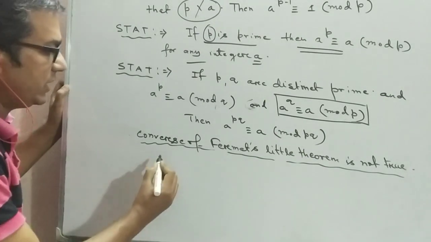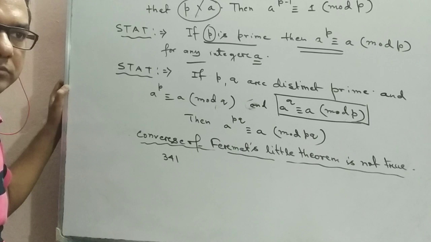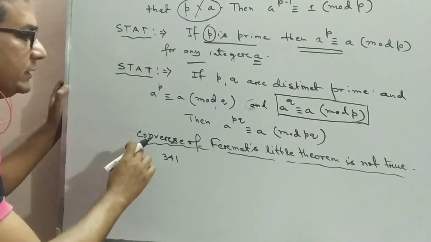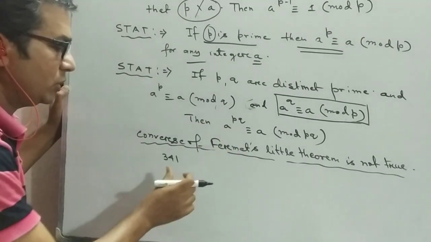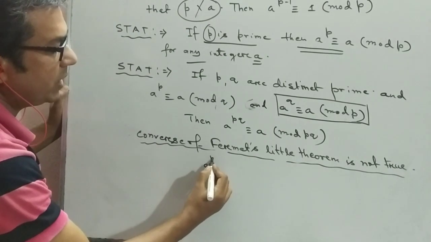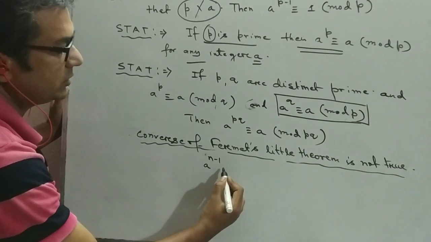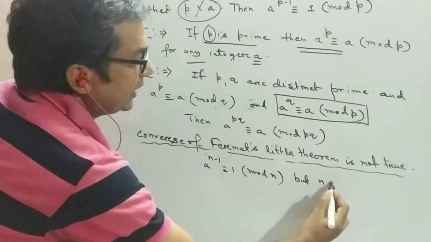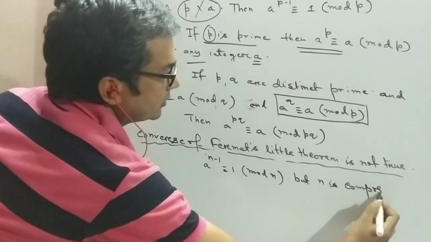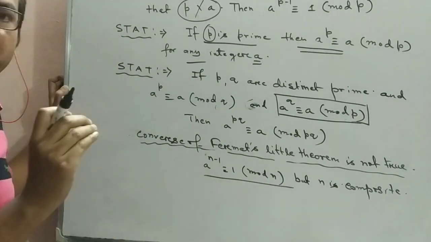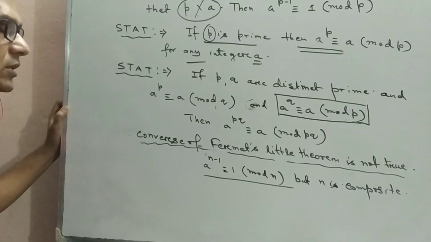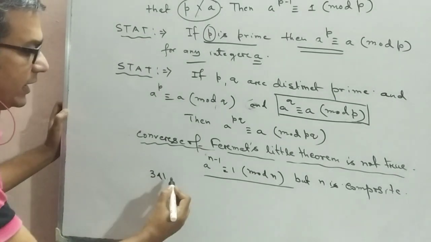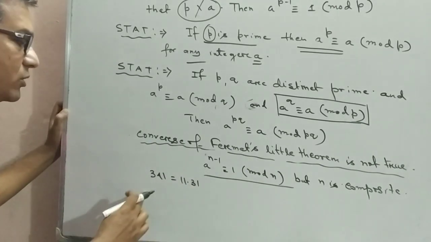If we take 341, we say first what I can do to show that the converse of Fermat's little theorem is not true. We have to prove here a^(n-1) ≡ 1 (mod n) but n is composite. We have to prove this by a proper example. Then we say that the Fermat's little theorem converse is not true. We take 341, and this is equal to 11 times 31. That is a composite number.